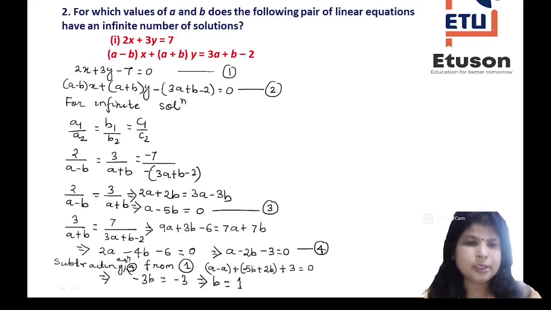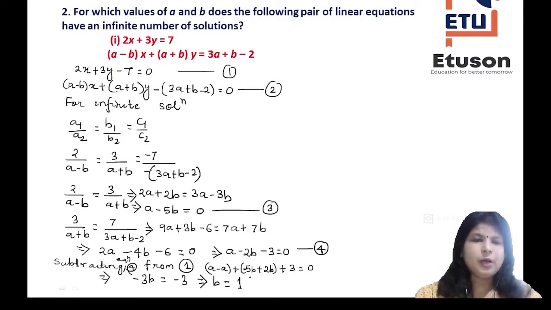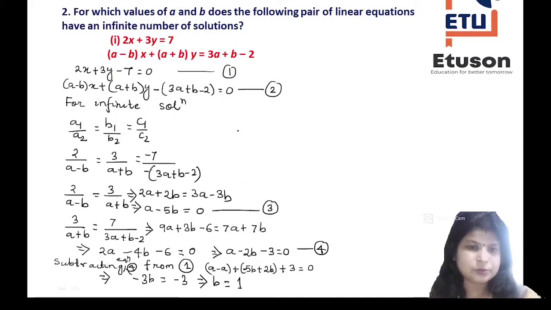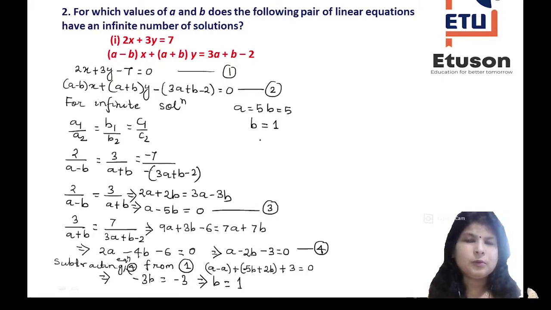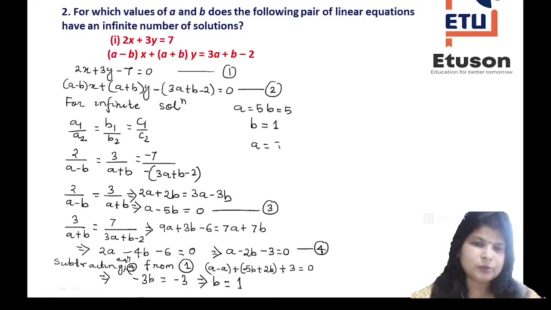Then if b is equal to 1, what is the value of a? Can we take any of the relationships? Here you had a minus 5b is equal to 0. So that means a is equal to 5b, so that is equal to 5. Correct or not? And b is equal to 1. So what are the values for a and b? Finally a is equal to 5 and b is equal to 1.